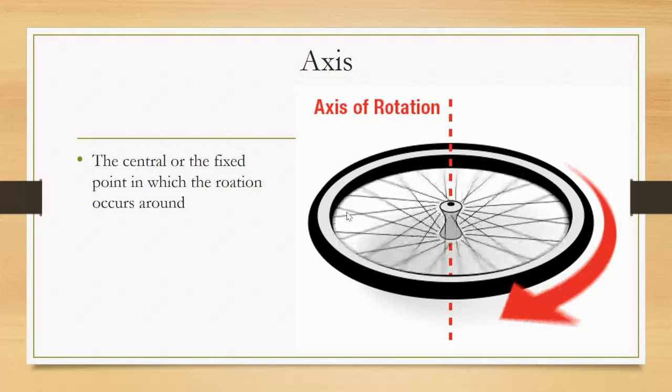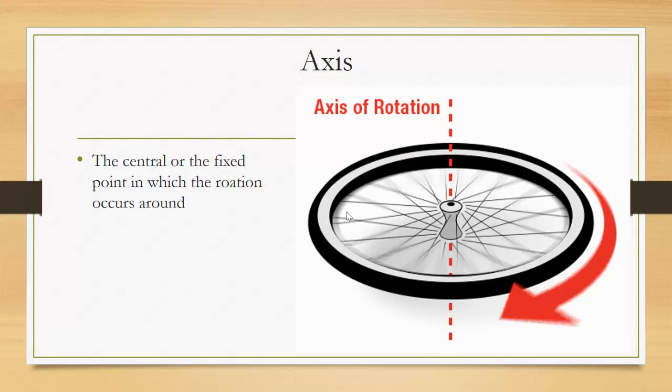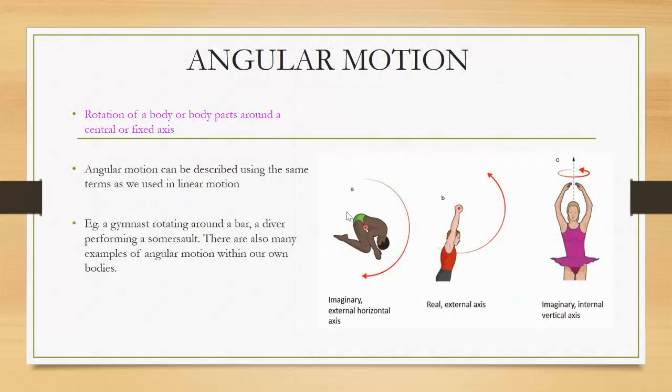This can be imaginary, like someone doing a tumble turn. There's no actual bar that they're tumble turning around. There's an imaginary axis in the middle. Or it can be a real axis like you can see with this wheel, like a bar which a gymnast rotates around.